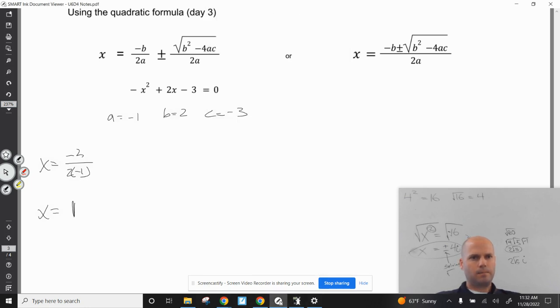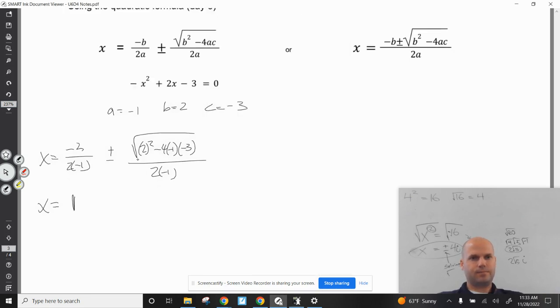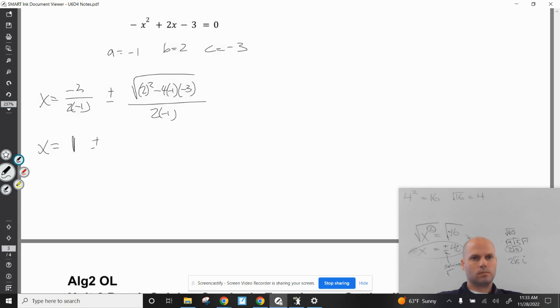Okay, get positive 1 plus or minus the square root of b squared minus 4 times a times c all over 2 times a. Okay, let's work in the square root. What is inside the square root is b squared minus 4 times a times c. We could use parentheses, and I get negative 8. What's the square root of negative 8?